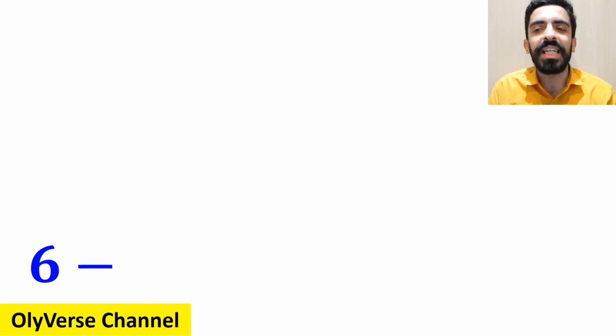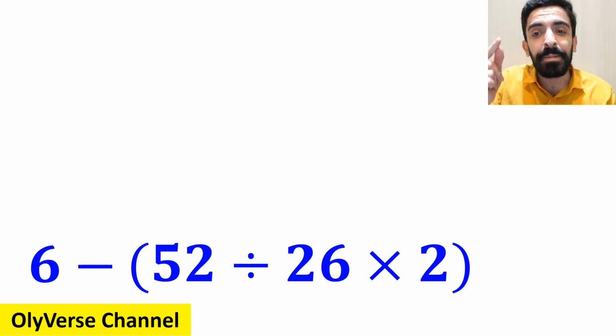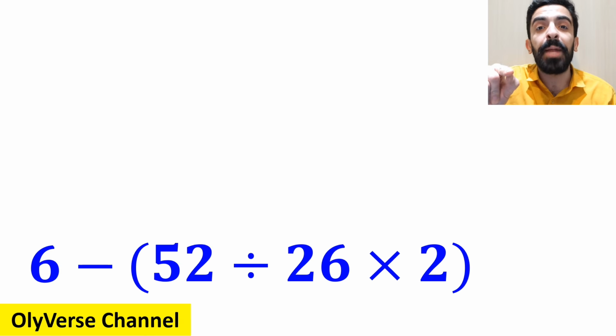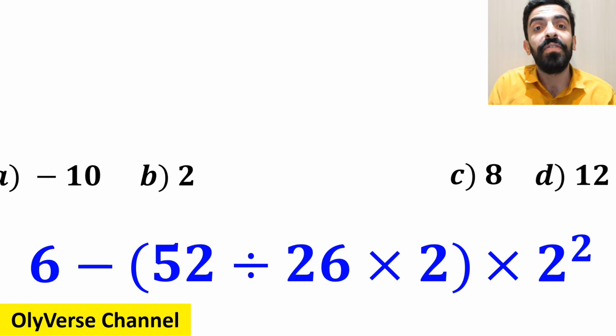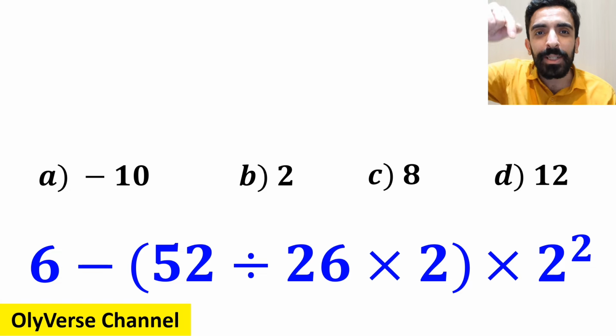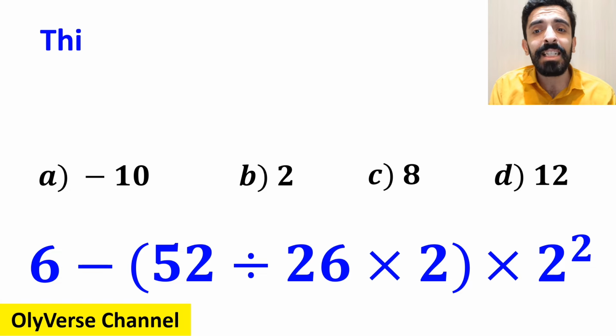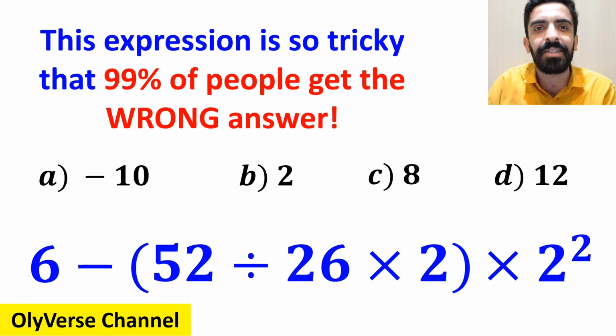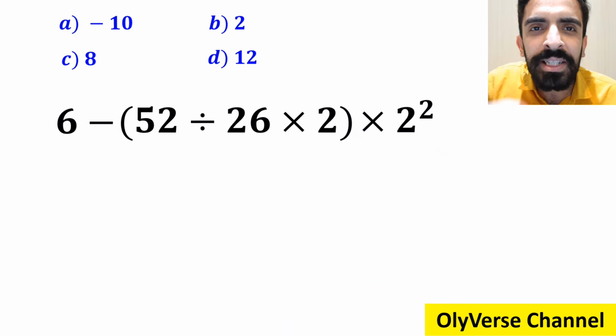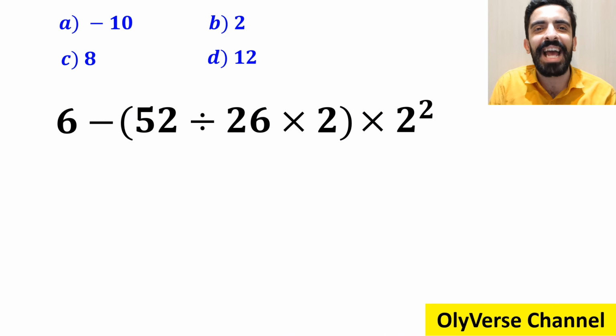What is the value of the expression 6 minus (52 divided by 26 times 2) multiplied by 2 squared? Which option do you think is the correct answer to this question? This expression is so tricky that 99% of people get the wrong answer. Let's go through this question step by step and solve it together.